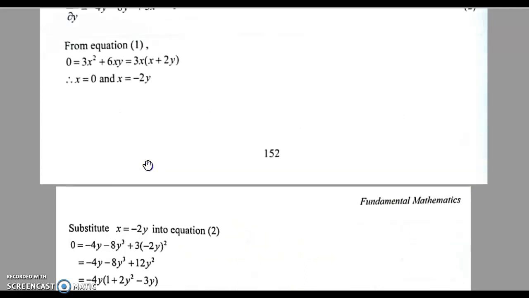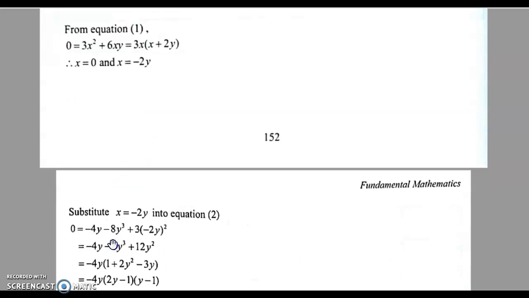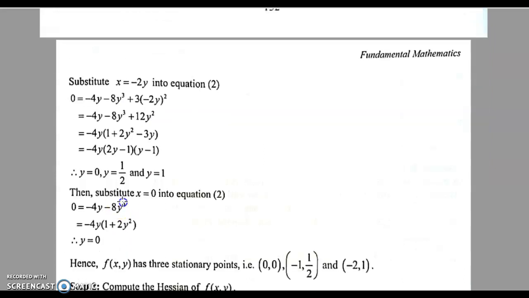The same goes for the other one. We have x equal to 0, right? So substitute x equal to 0 also into the same equation, it doesn't matter. We get y equal to 0. So now we have a pair when x is 0, y is 0. When x is negative 2y, meaning that when you put negative 2y, you need to substitute also y equal to 1/2 into the equation, right? Let us write it down.